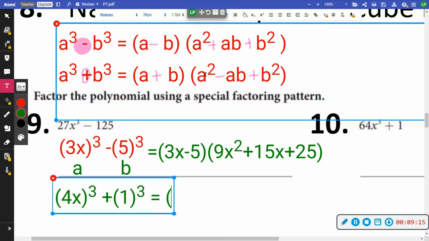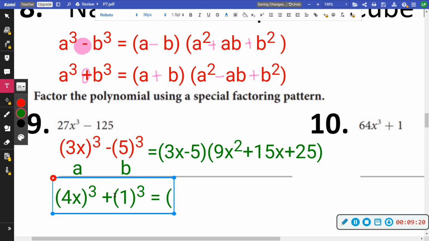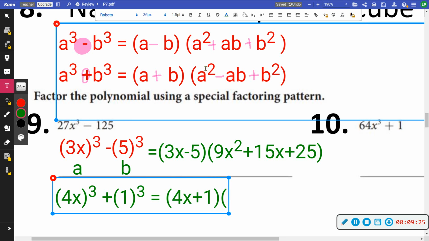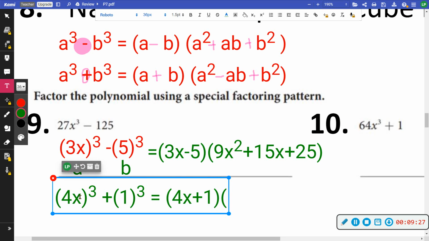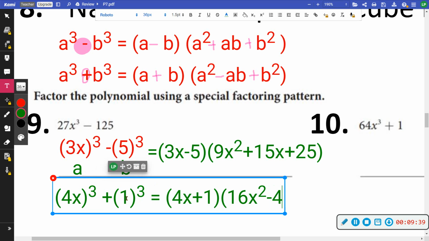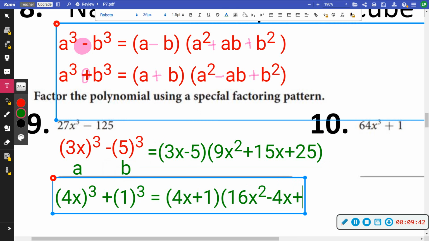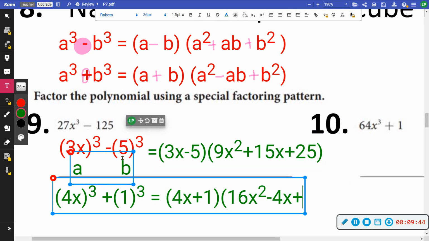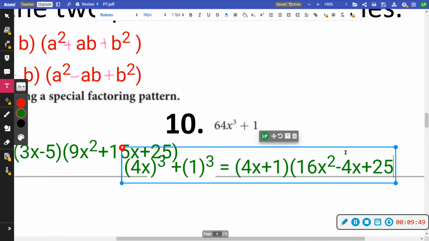So first thing I do is I put my A term and my B term, 4x and 1 with the plus sign in between it. I then square my A term, that's 4x. 4x times 4x is 16x squared. I put a minus there, and I put A times B. 4x times 1, that's 4x. Put a plus, always a plus. B is 5. 5 squared is 25. So I just factored this.